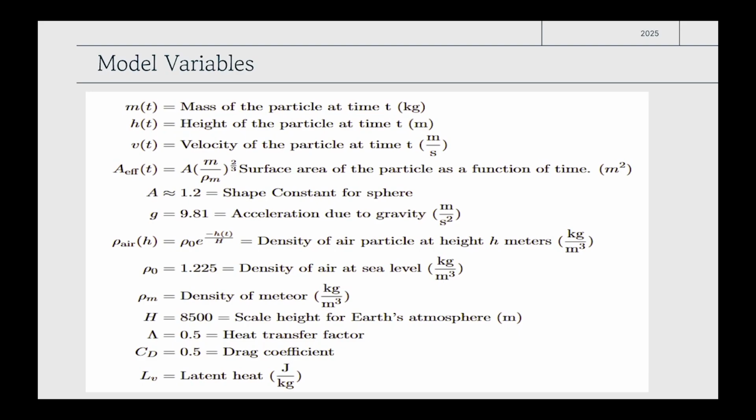Some of our model variables include the mass, height, and velocity of the particle at time t, the cross-sectional surface area, the density of the air, which is an exponential decay function in terms of height, a heat transfer factor lambda, a drag coefficient of 0.5, which is typical for spheres, and a latent heat of the material.